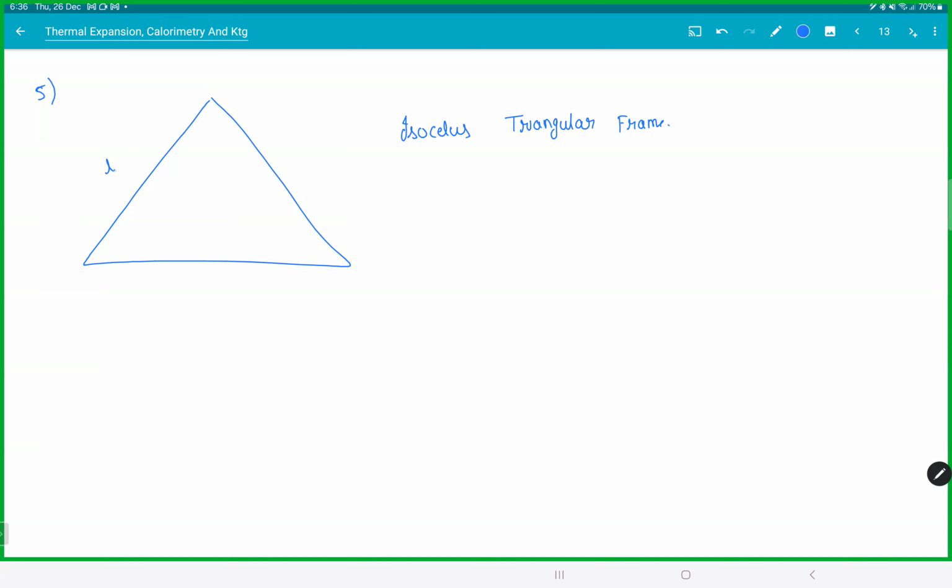Let this be L2, alpha 2, L2, alpha 2. So those two are equal. This is L1, alpha 1. This is point A, this is point B, and this is point C. From here, if you drop an imaginary perpendicular line, CD. So the question is, find the condition. That means find the relation between L1, alpha 1, L2, alpha 2.